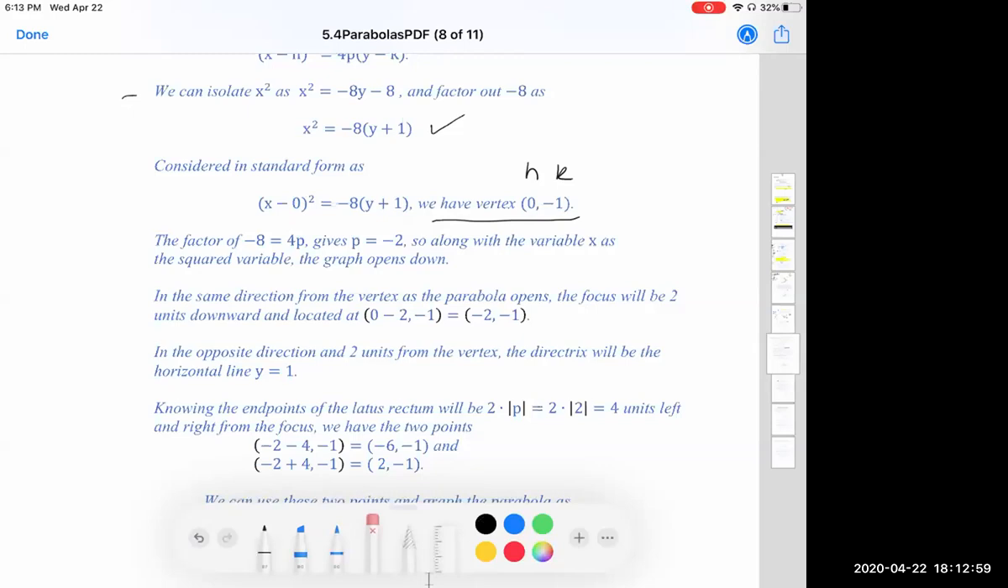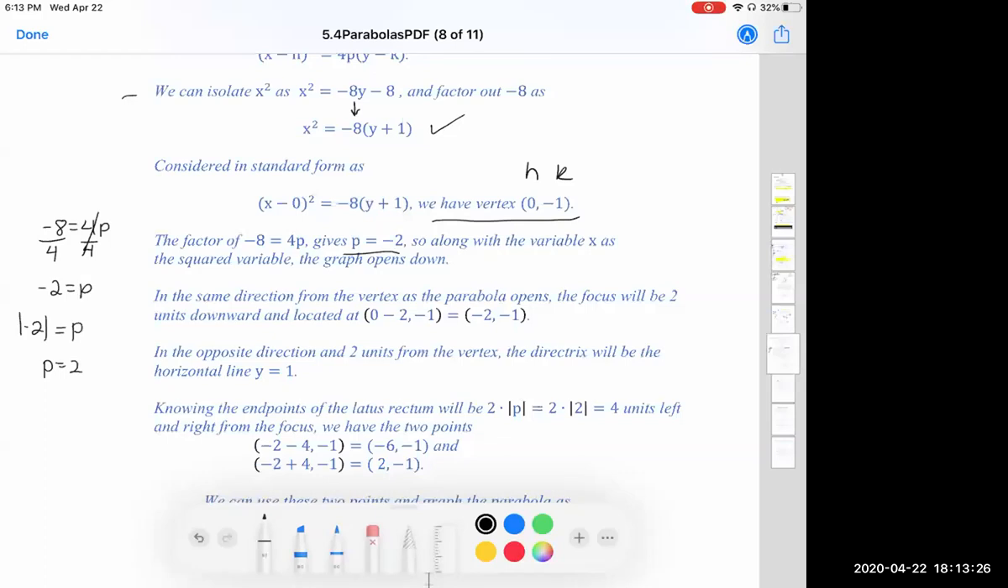The factor of negative 8 equals 4p. So you take this value and you set it equal to 4p. And I like to do the work. So I have negative 8 is equal to 4p. You divide by 4, you get negative 2 is equal to p. So if I want the absolute value of p, it would just be a 2, right? All right, so I have my p is negative 2.